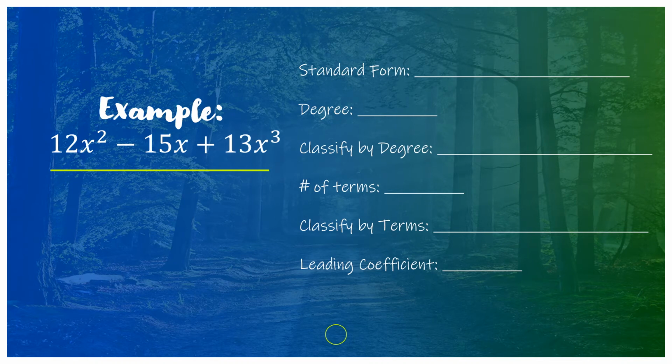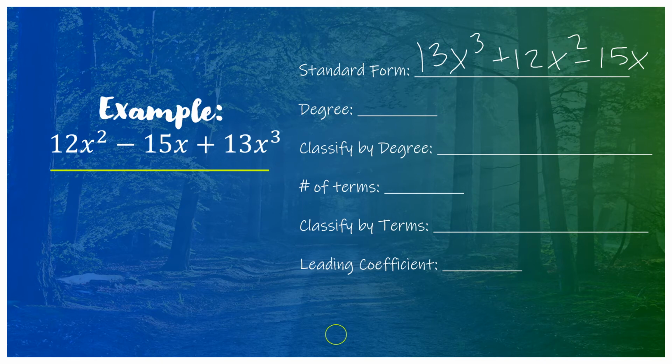So in this example, we're going to take 12x squared minus 15x plus 13x cubed, and we're going to utilize all the vocabulary that we just talked about. The first one is standard form. Standard form is rewriting the polynomial in order from the largest exponent to the smallest exponent. So since the largest exponent is 3, 13x cubed would be the first term written, then plus 12x squared, and then minus 15x.